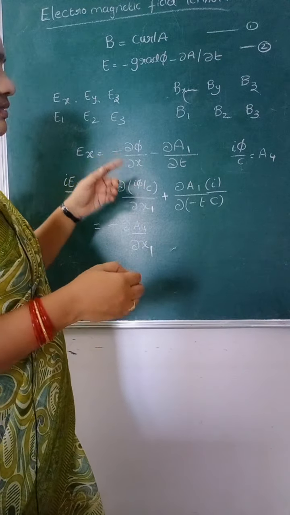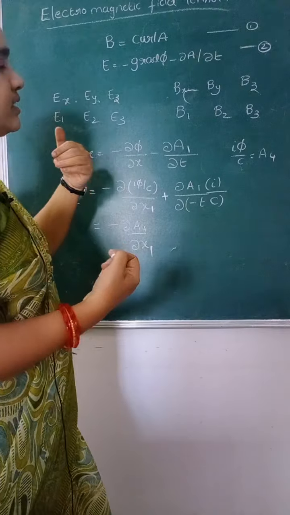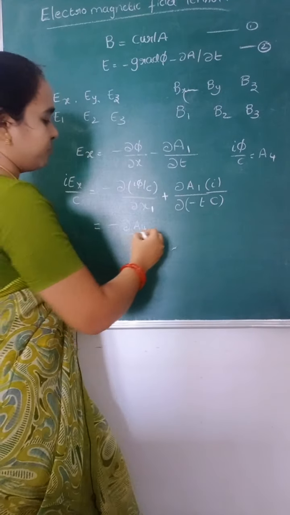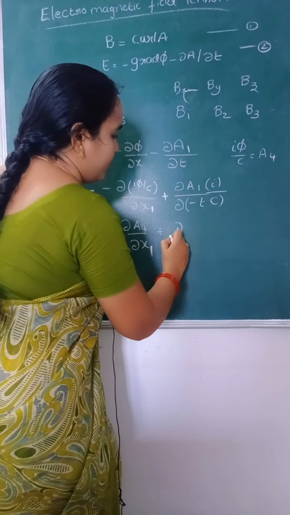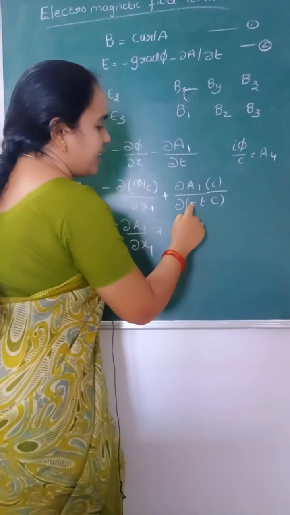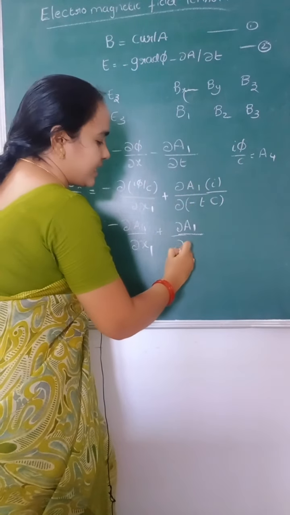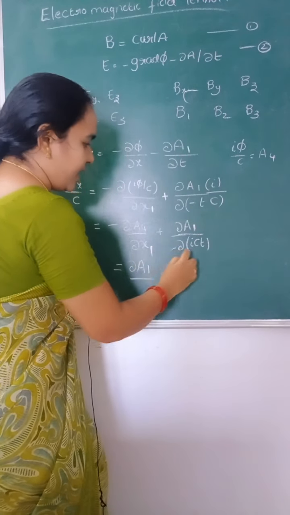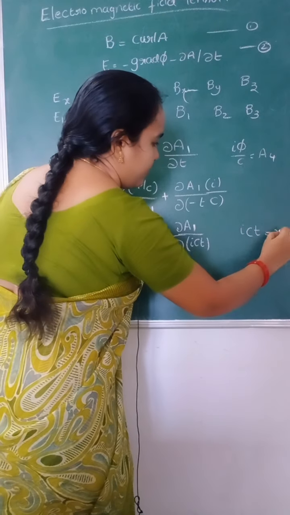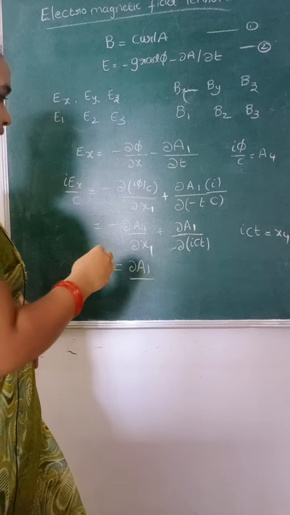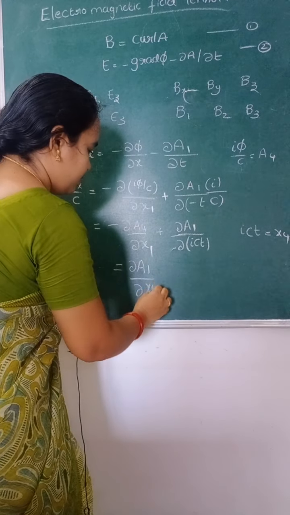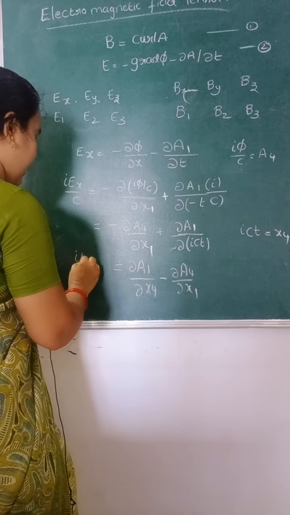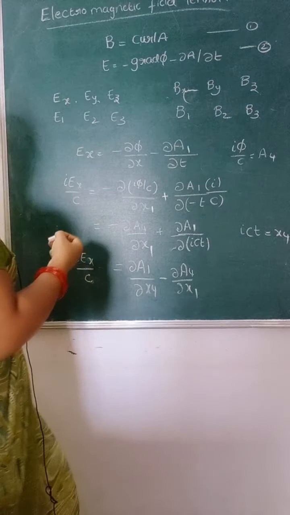Let us denote x as x1, x2, x3, A as A1, A2, A3, A4, and x4 as ict in four vectors. Plus dou A1 by dou of ict, here minus 1 means i square, so the i gets cancelled. So that is dou A1 by dou x4, where ict is x4. With i phi by c as A4, we get dou A1 by dou x4 minus dou A4 by dou x1. So this is the i Ex by c component.